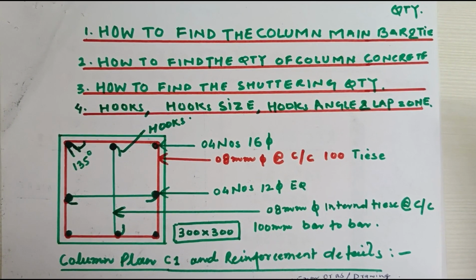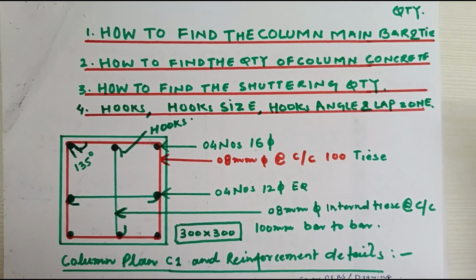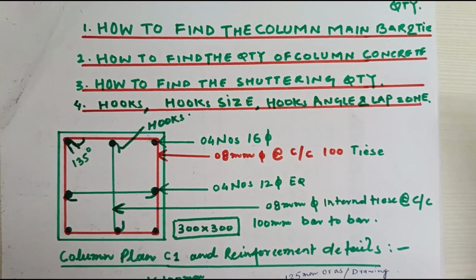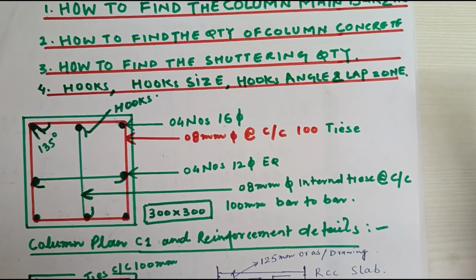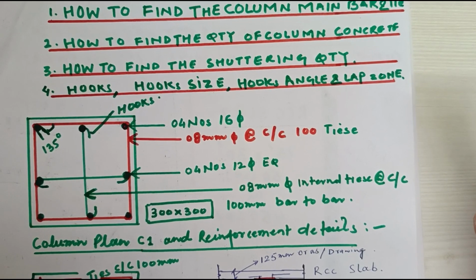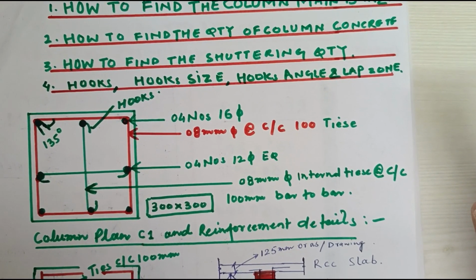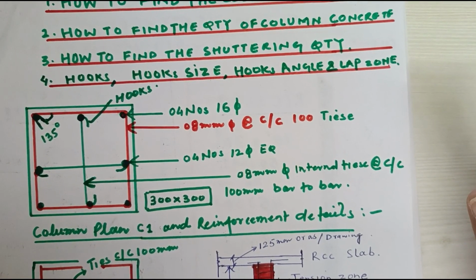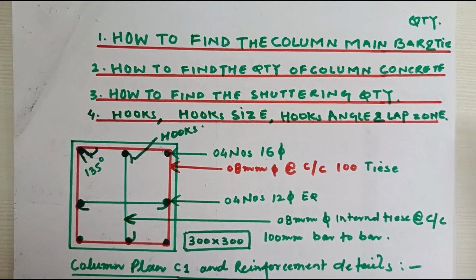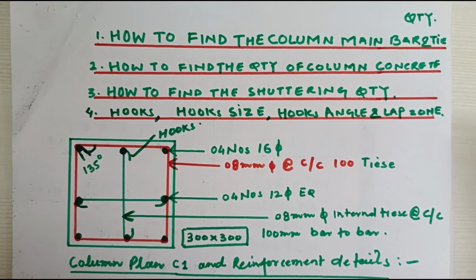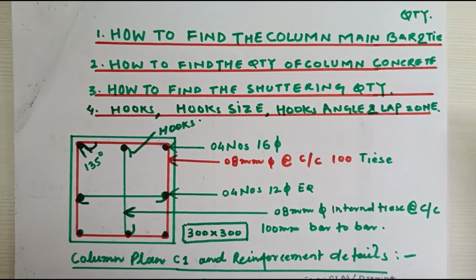In advance I'm telling you this video is going to be a little bit long, because in this video lecture you are going to learn how to find out the column main bar quantity and ties, how to find out the quantity of column concrete, and how to find out the shuttering quantity. And number 4 is what hooks are, hook size, hook angle, and lap zone for the column.